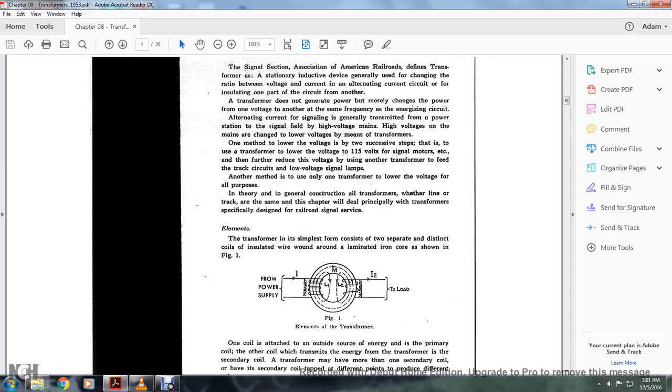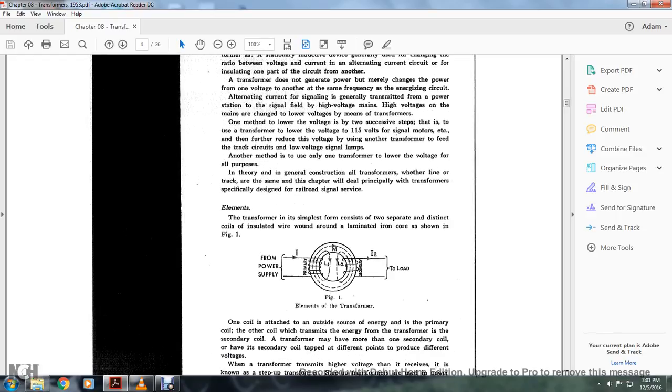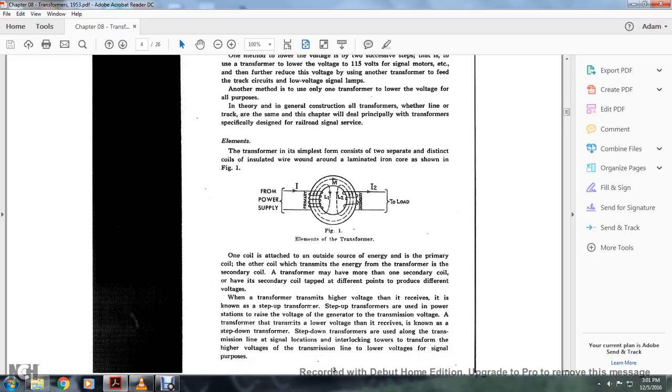Elements of the transformer: the simplest form consists of two separate, distinct coils of insulated wire, and has a laminated iron core, as shown in Figure 1. The iron core is wrapped with the primary and secondary coils, from the power supply to the load. One coil is connected to the source of energy, and this is the primary coil. The other coil, the secondary, delivers the energy from the transformer. A transformer may have more than one secondary coil, or a secondary coil tapped at different points to produce different voltages.